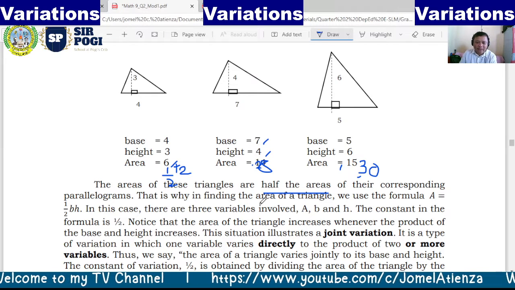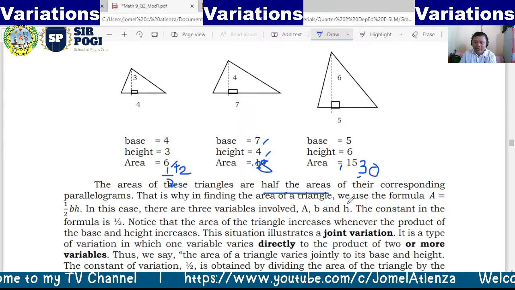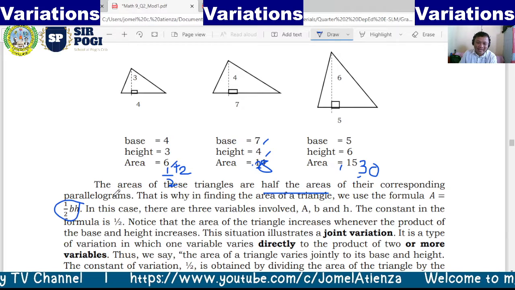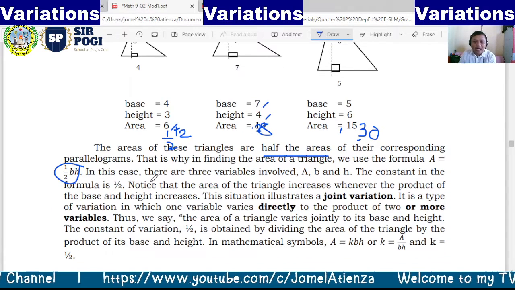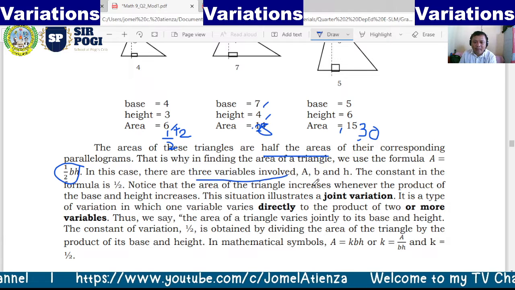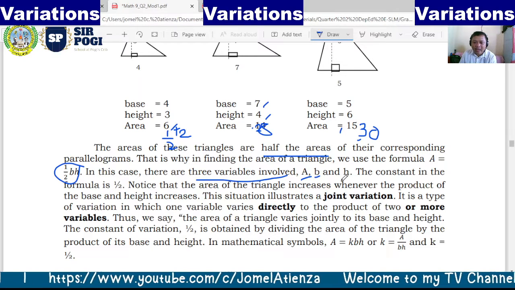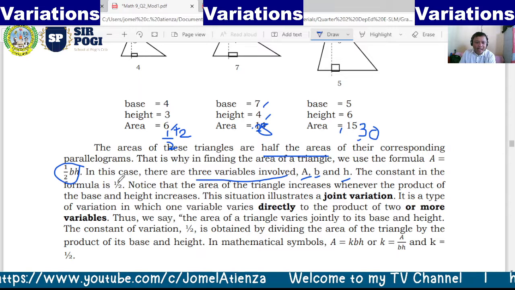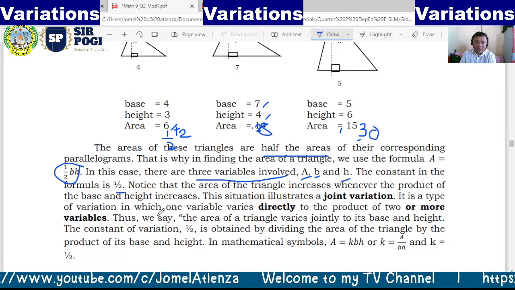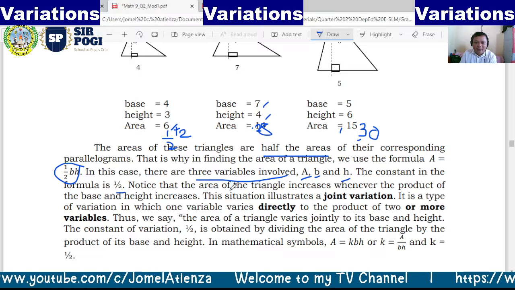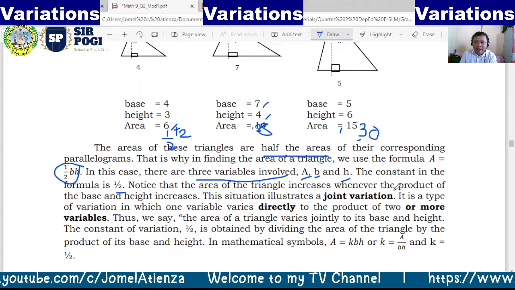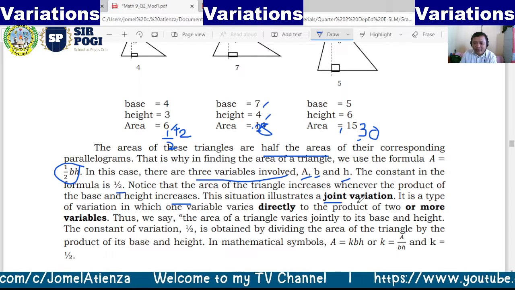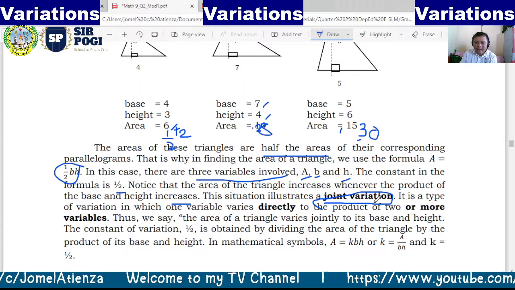Okay? That is why in finding the area of a rectangle or triangle, we use the formula A is equal to 1 half BH. Okay? So in this case, there are 3 variables involved. A, B, and H. Kaya po siya ay combined variation. So the constant in the formula is 1 half, yung constant. So notice that the area of the triangle increases whenever the product of the base and the height increases. The situation illustrates joint variation. Yun po ha, joint variation.